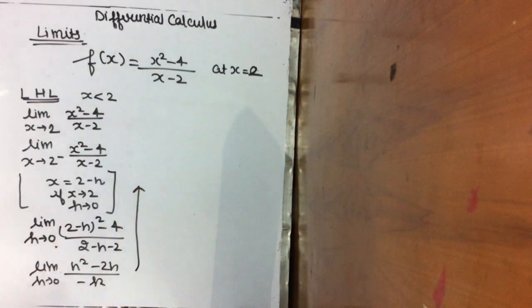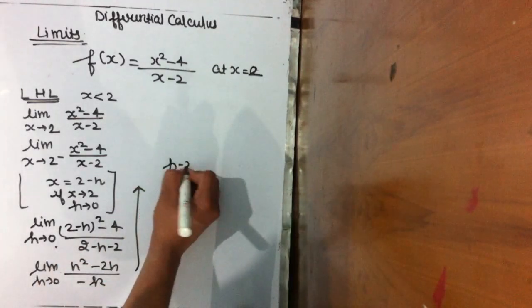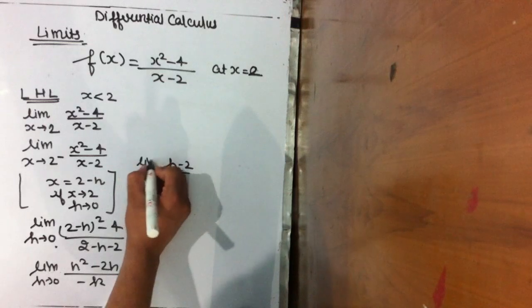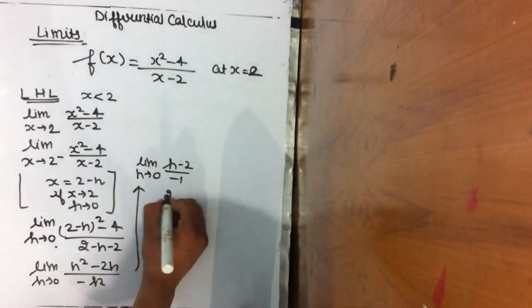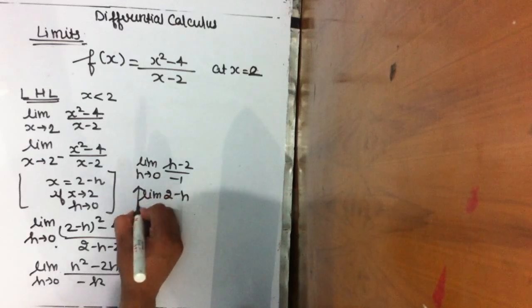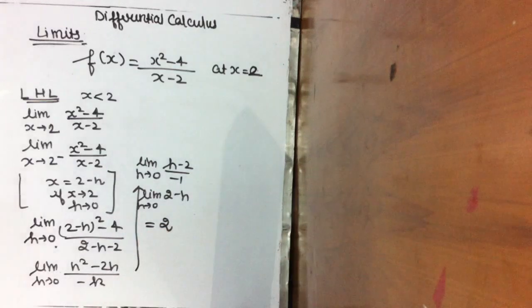On further evaluating this limit, we'll take h common, we get h minus 4 divided by minus 1, limit h approaches 0. On shifting the minus sign, we get 4 minus h, limit h approaches 0. On putting h equals 0, we get the answer 4.